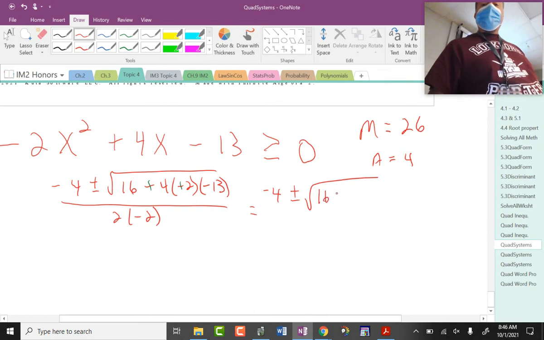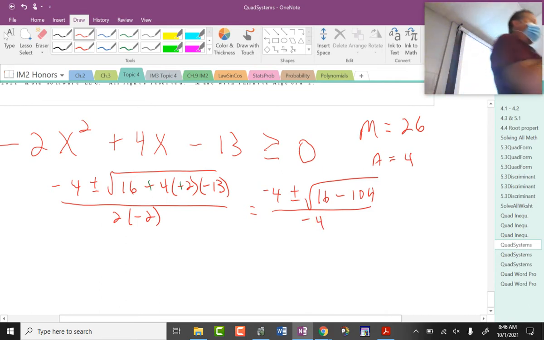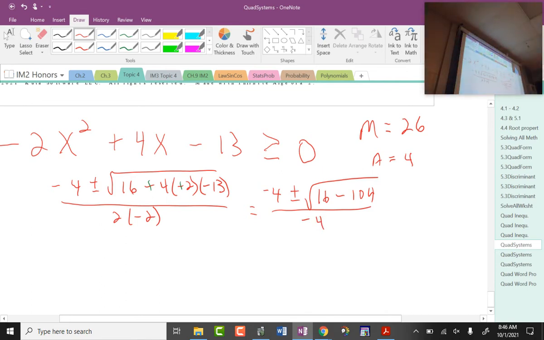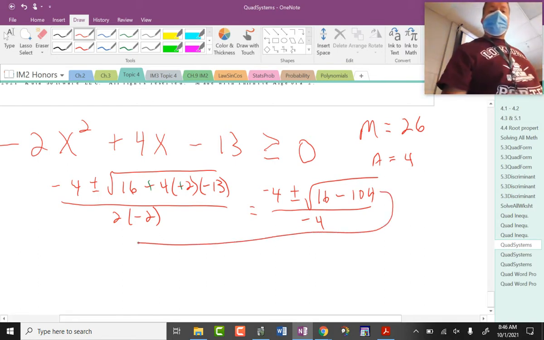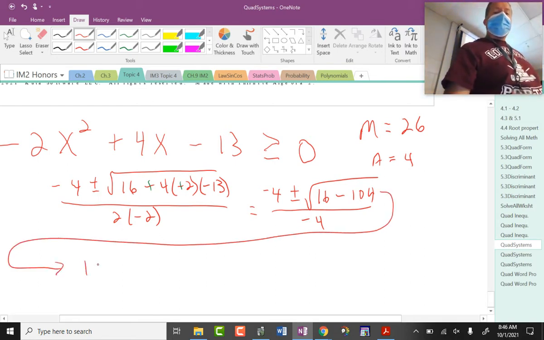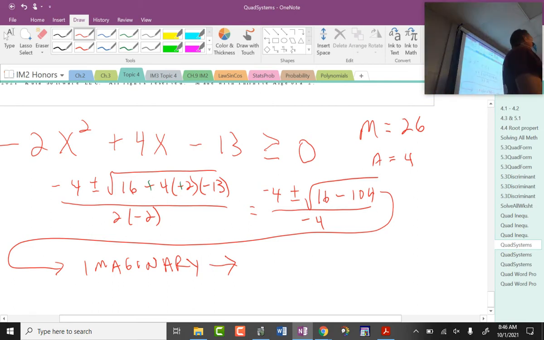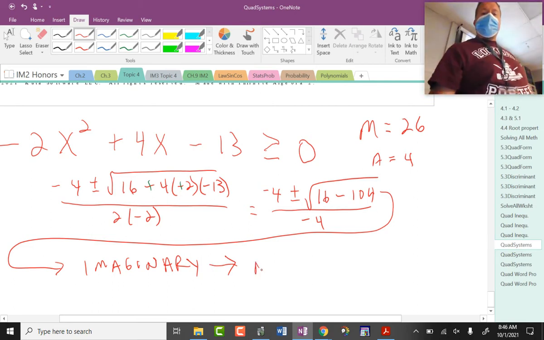Because for the purposes of doing this question, what kind of solution is this? It starts with an I. 3, 2, 1, go. Imaginary. This is, and you don't have to write this, I'm doing this for note purposes. These solutions are imaginary, which means what for x-intercepts? There aren't any. So that means there's no x-intercepts.